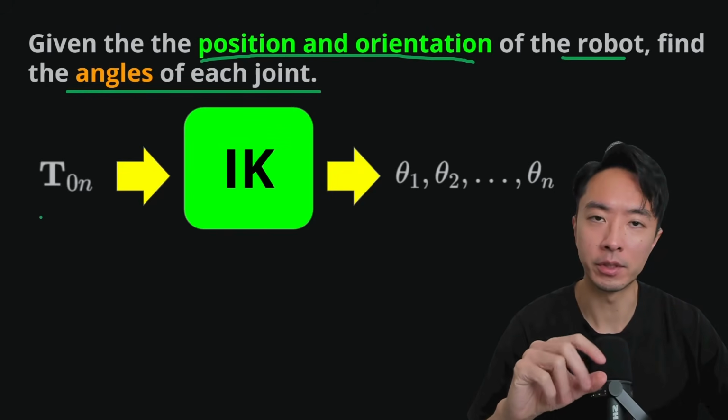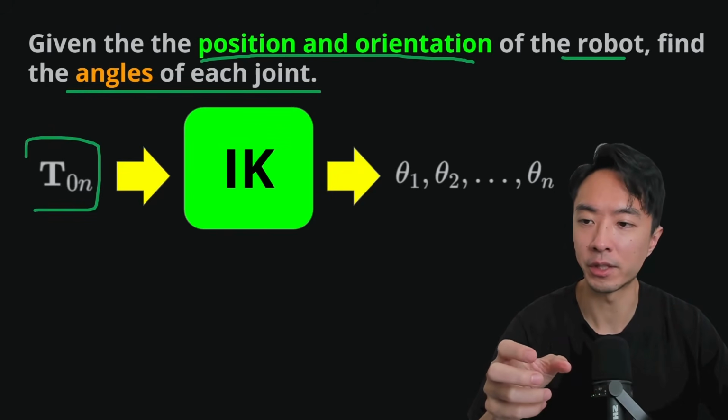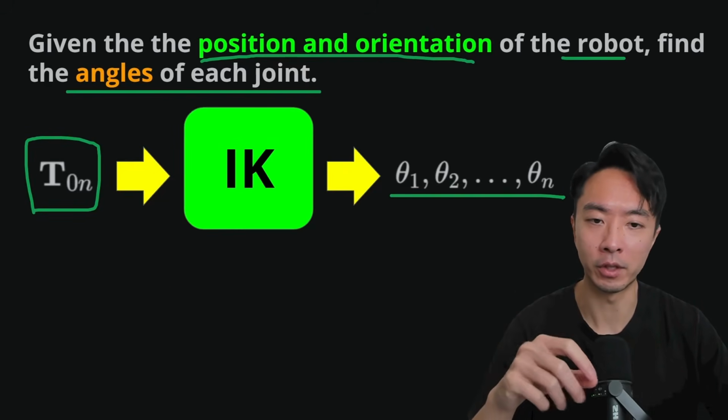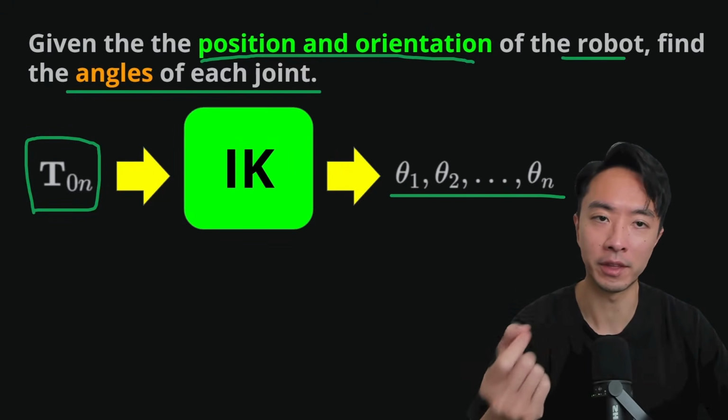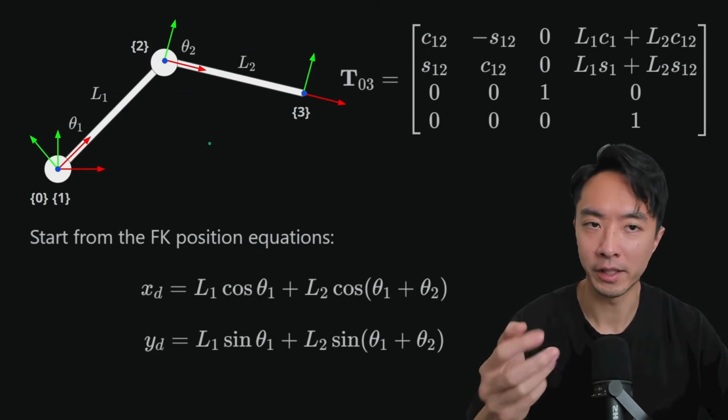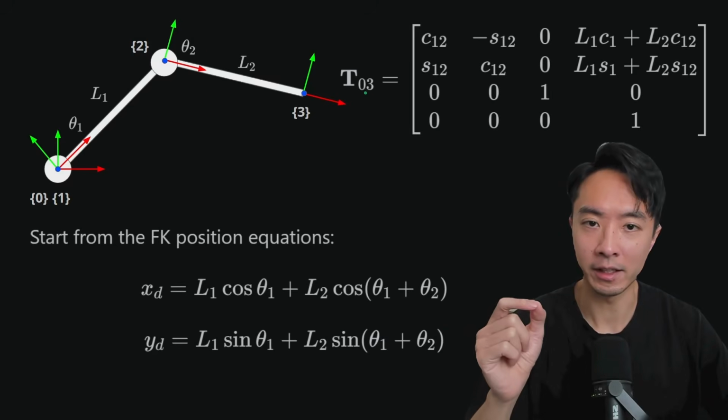So typically the input to the inverse kinematics could be a 4x4 transformation from the base to the tool end, and the output would be all the angles theta 1, theta 2 up to theta n. So let's take a look at an example. This one is a 2R robot that we've been working with throughout the series.